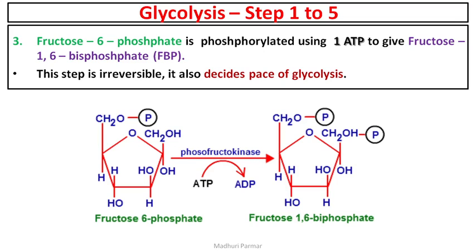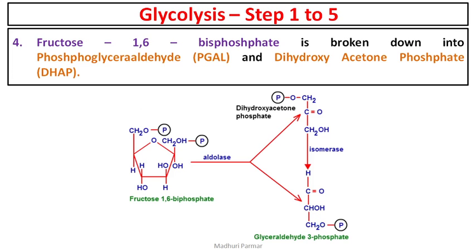Clear this much? Okay. So till now we have seen glucose to glucose 6-phosphate, glucose 6-phosphate to fructose 6-phosphate, fructose 6-phosphate to fructose 1,6-bisphosphate. The fourth step is actually when the fructose 1,6-bisphosphate is broken. You've made it unstable. Now you can easily break the bond. So fructose 1,6-bisphosphate is broken down into phosphoglyceraldehyde, or glyceraldehyde 3-phosphate.